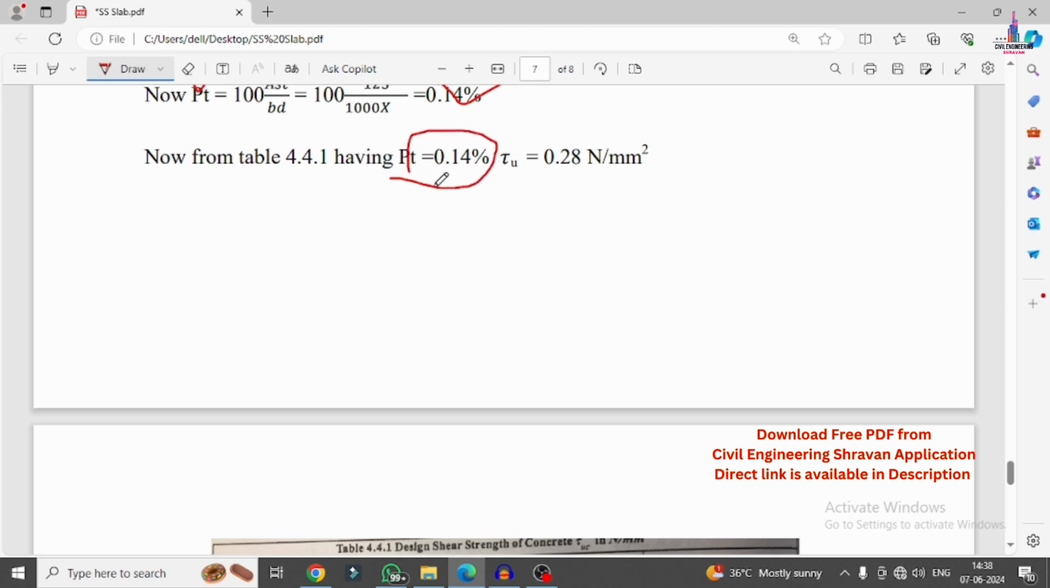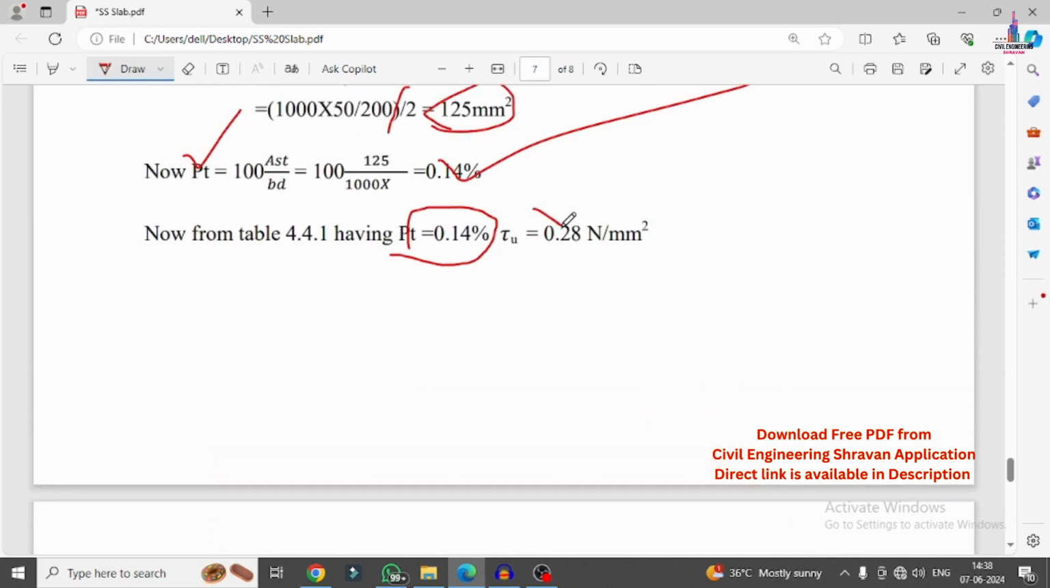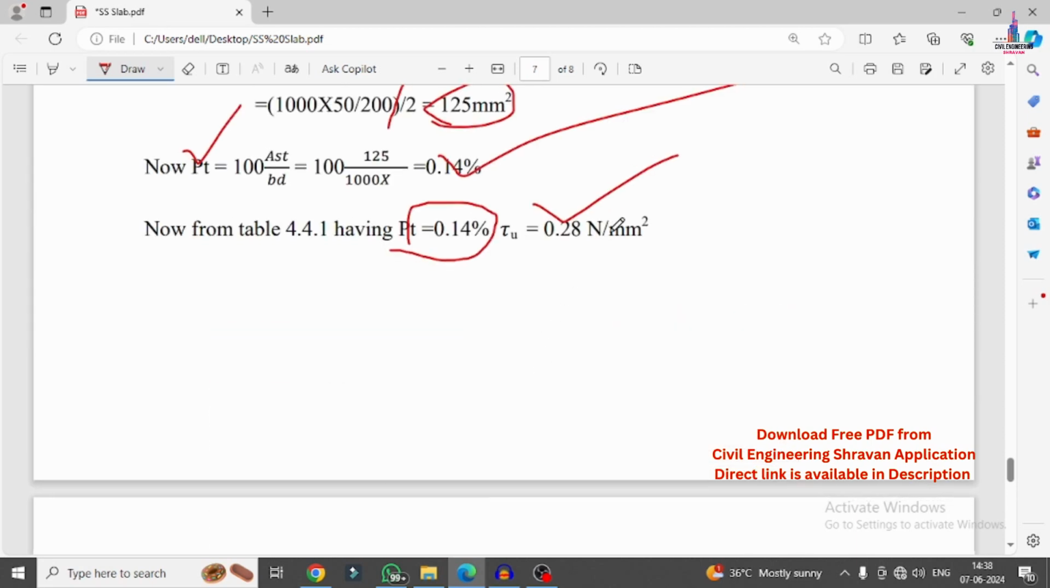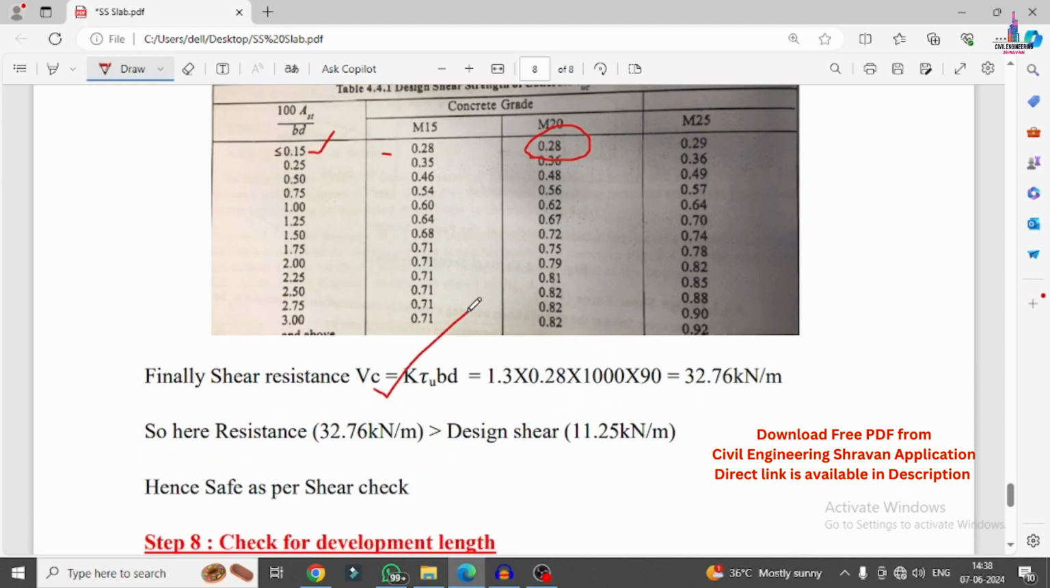From Table 4.4.1, for the Pt value of 0.14, the tau u value is approximately equal to 0.28. So we can see that for the 100 Ast by bd value of less than 0.15% for M20 grade concrete as per the provision standard system, we have to consider 0.28. Our next step is to calculate the Vc value, which equals K into tau u into bd: 1.3 into 0.28 into 1000 into 90, which is approximately 32.76 kilonewton per meter, the intensity of the shear resistance.